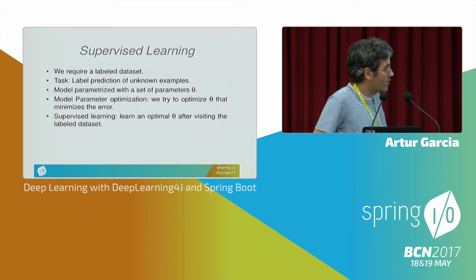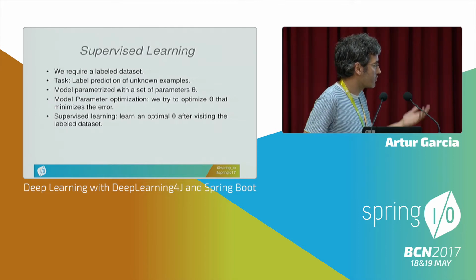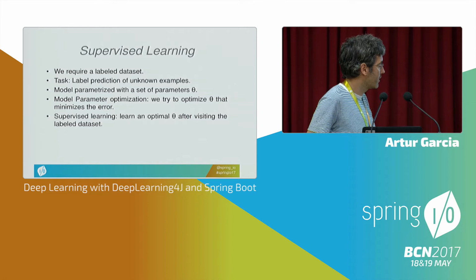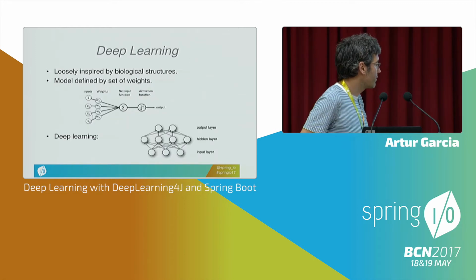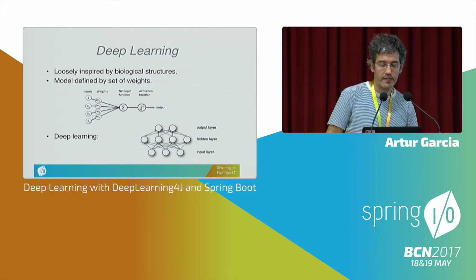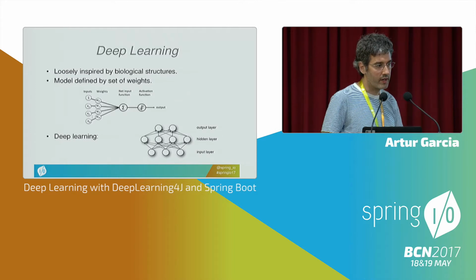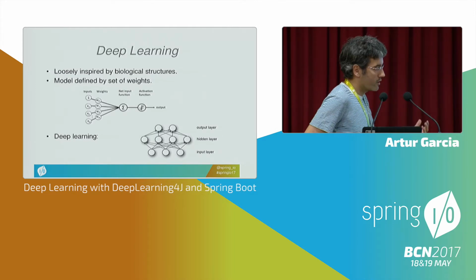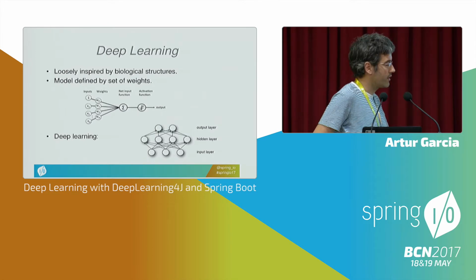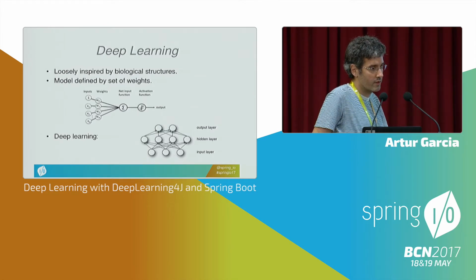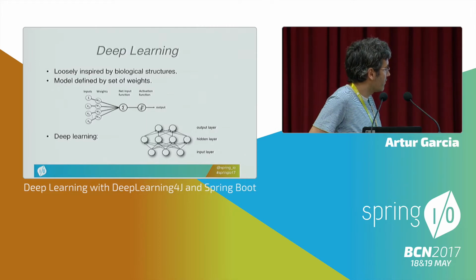The overall picture of these methods is that we try to find this optimal set of parameters. I'm not going to be really detailed on this, but basically the unit cell we are using here is a neuron, which is very, very loosely inspired by biological structures. Basically we have a set of inputs and an output, and these are processed in a two-step function, one which is linear and one which is not.